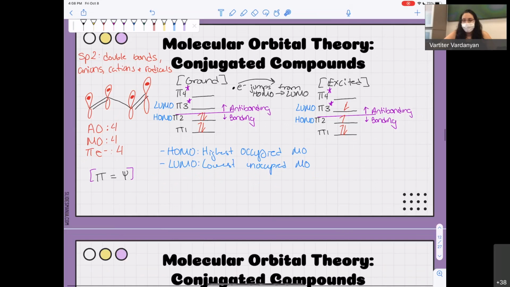All right, so again, if he gave you 1,3-pentadiene, he added a carbon at the end, but there's no more double bonds, no cations, anions, or radicals. It's just an sp3 carbon. All of this stays exactly the same. Nothing changes. Any questions about this so far?